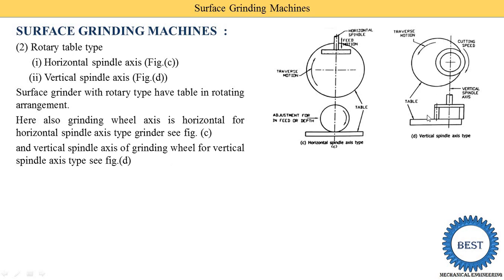So in this image you see this is the vertical axis. When we look from the top view we see a circle. In this case it is circular in the front view, then it is converted into a rectangle in the top view.